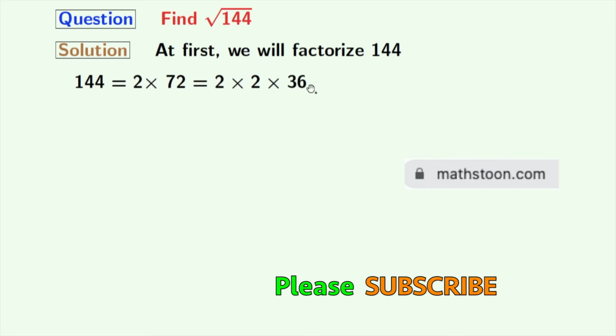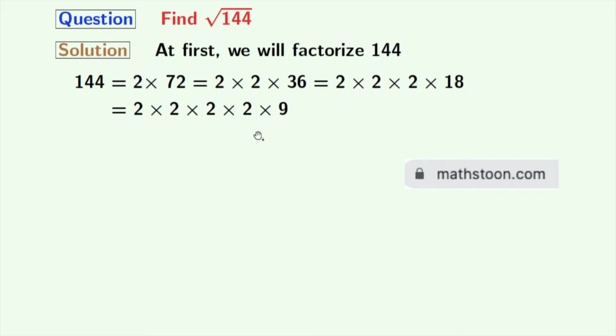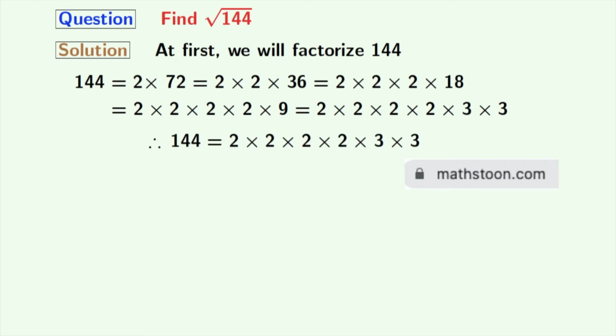Again, 36 is also an even number. So we have 36 is equal to 2 times 18. In the same way, 18 is equal to 2 times 9. And we know that 9 is equal to 3 times 3. Now all these factors are prime numbers, so we need not factorize further. So finally we get 144 is equal to 2 times 2 times 2 times 2 times 3 times 3.